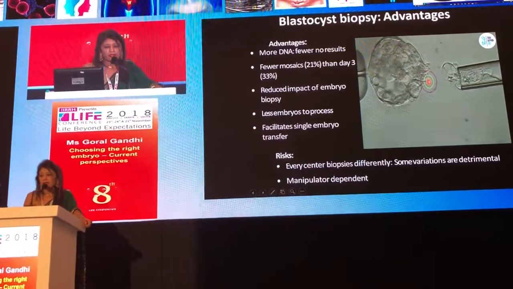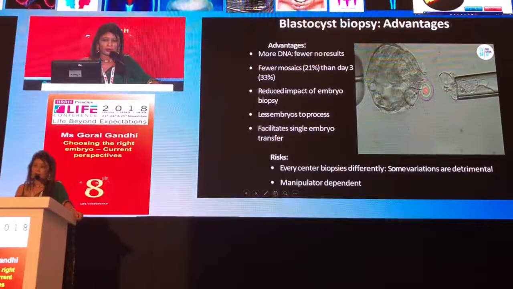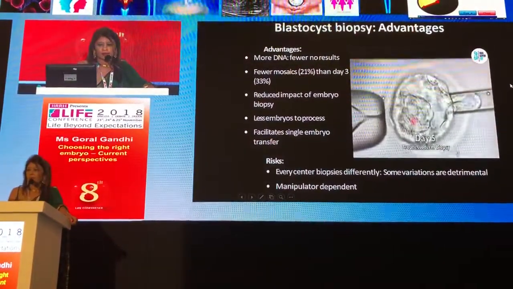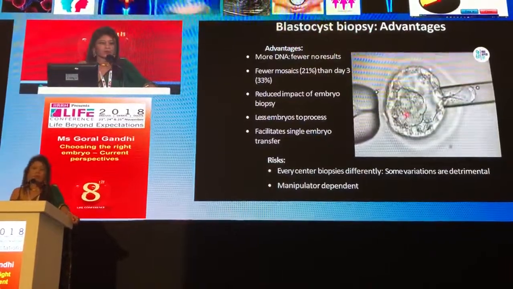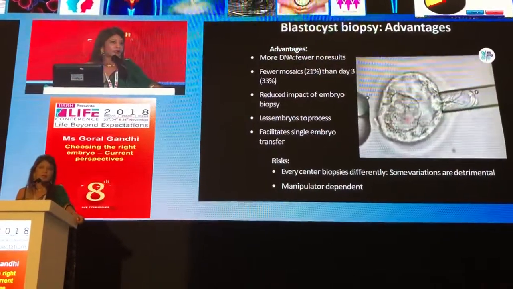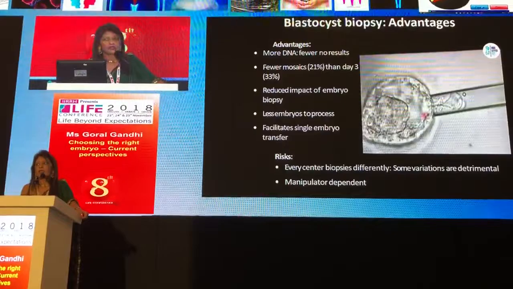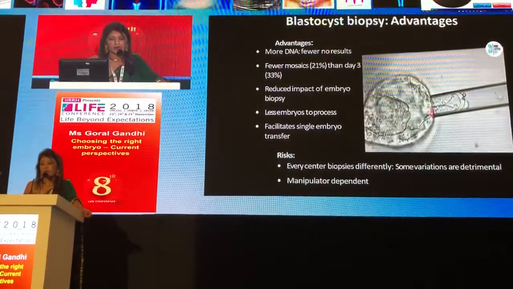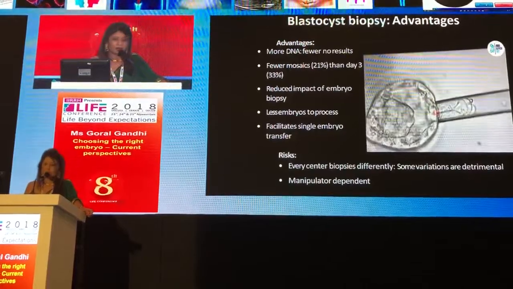However, there are certain risks associated with blastocyst biopsy. Every center biopsies differently, and some variations are detrimental. It is a highly skilled process. There is a lot of chance that the manipulator or the embryologist can damage the embryo during the process, so it is a highly manipulator-dependent process.